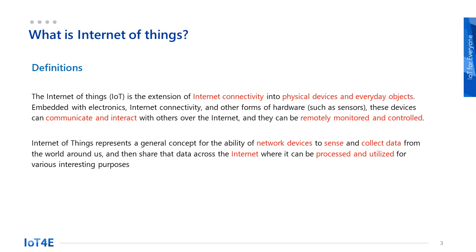Embedded with electronics, Internet connectivity, and other forms of hardware, these devices can communicate and interact with others over the Internet, and they can be remotely monitored and controlled. Internet of Things represents a general concept for the ability of network devices to sense and collect data from the world around us, and then share that data across the Internet where it can be processed and utilized for various purposes. Let's have a look at another definition.